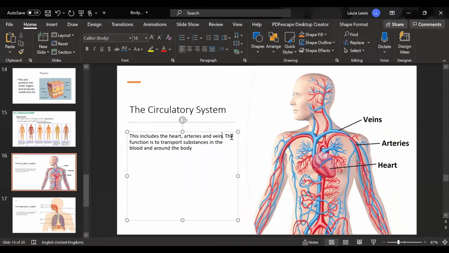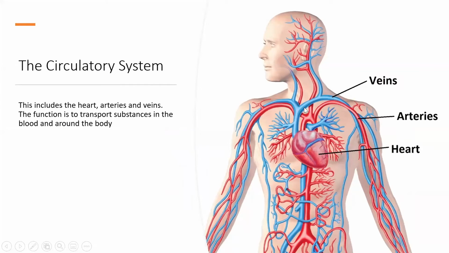Okay, sorry, yeah, the veins. The function is to transport substances in the blood around the body. So it contains the veins. When it says they're blue, it means they haven't got any oxygen in these. Arteries are red, and you've got the heart. So all the blood vessels and the heart are part of the circulatory system.